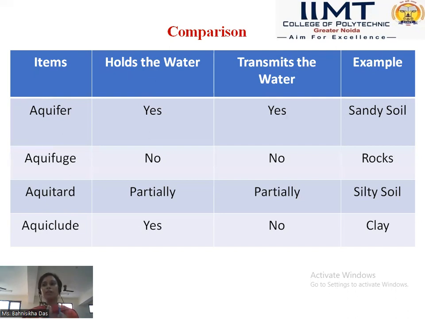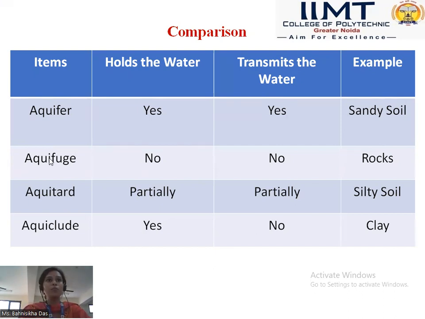So whatever groundwater sources, the water which is available to us in the form of groundwater source, if that water is available in the aquifer, only that much amount of water is available to us as a groundwater source. One example is sandy soil. If the water is stored in sandy soil, it will hold sufficient quantity of water and it also allows sufficient quantity of water to pass through it.